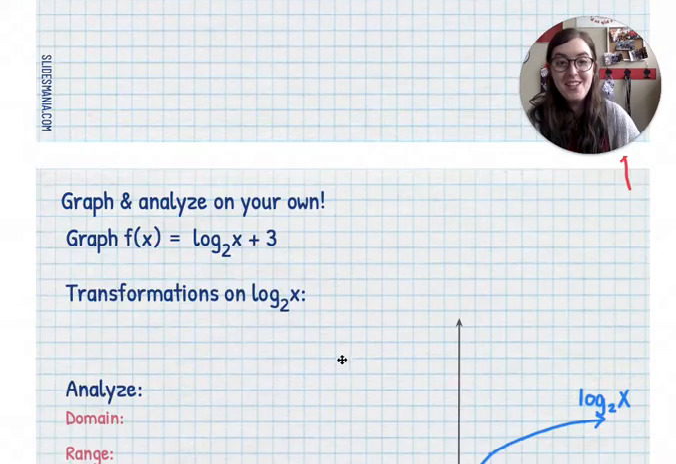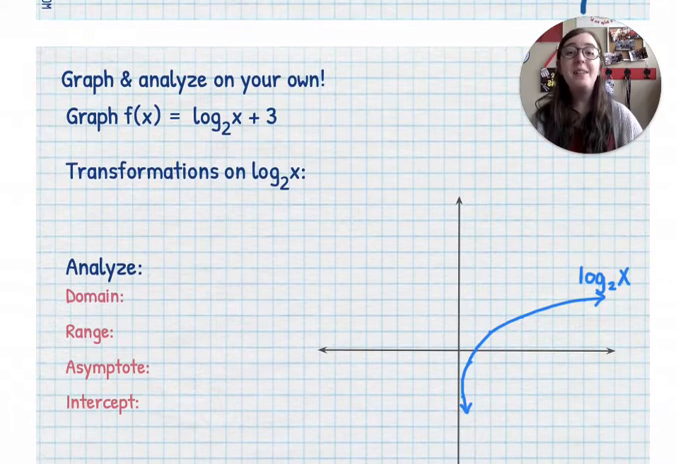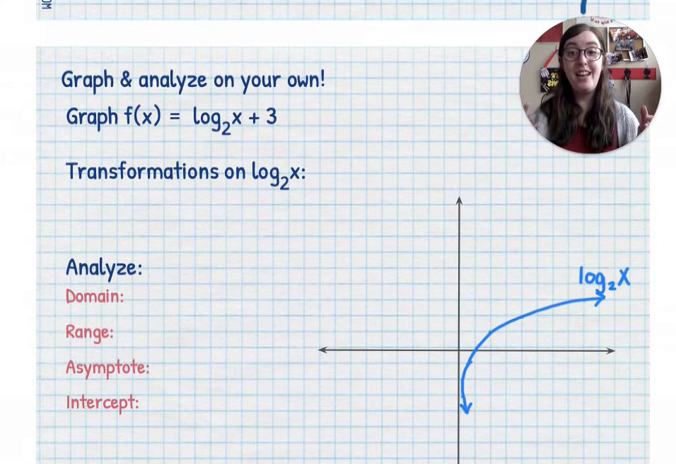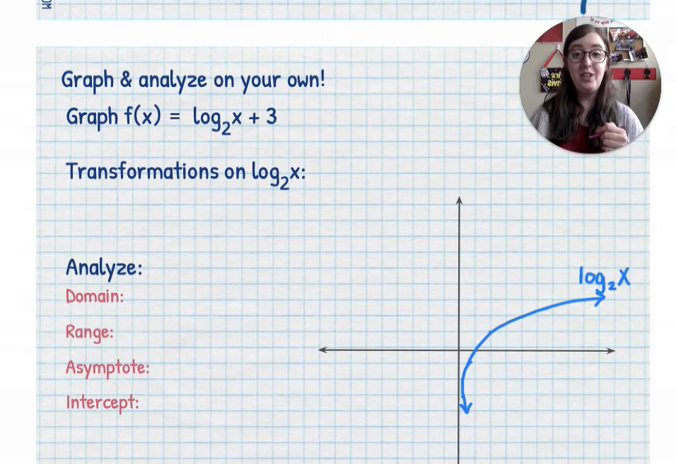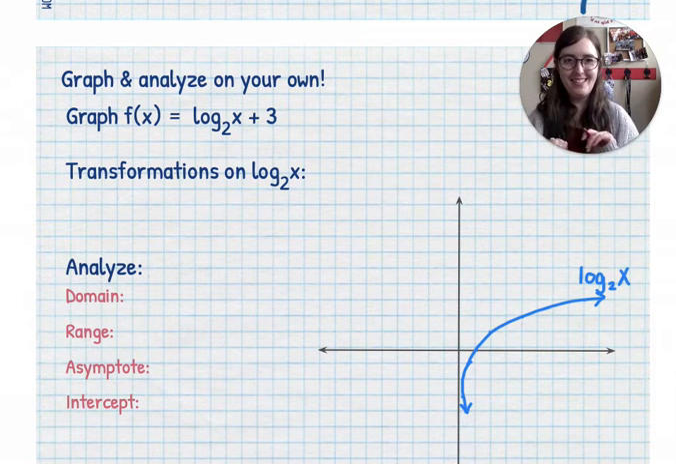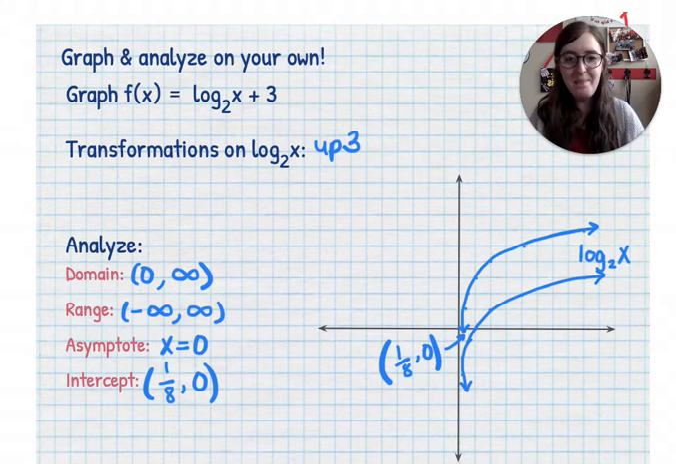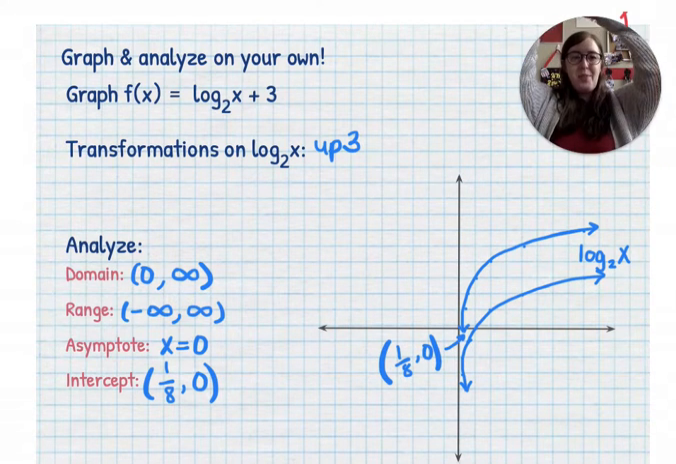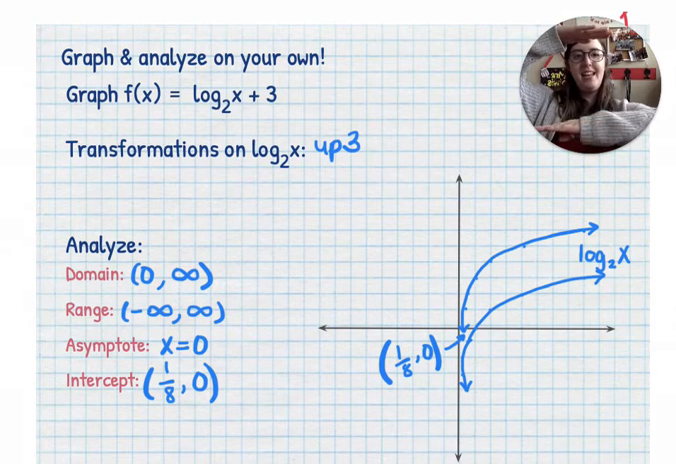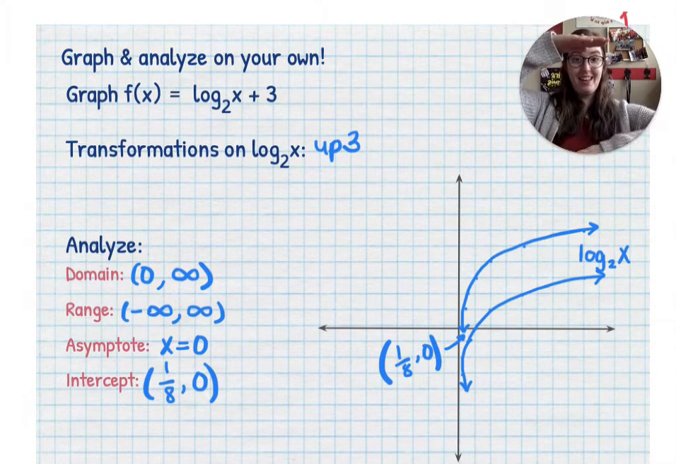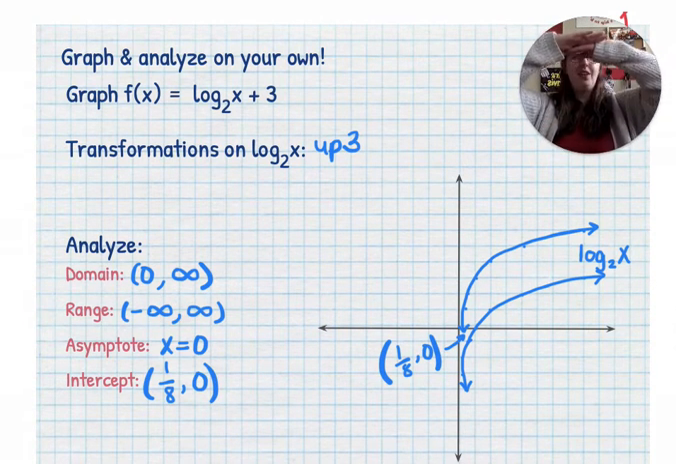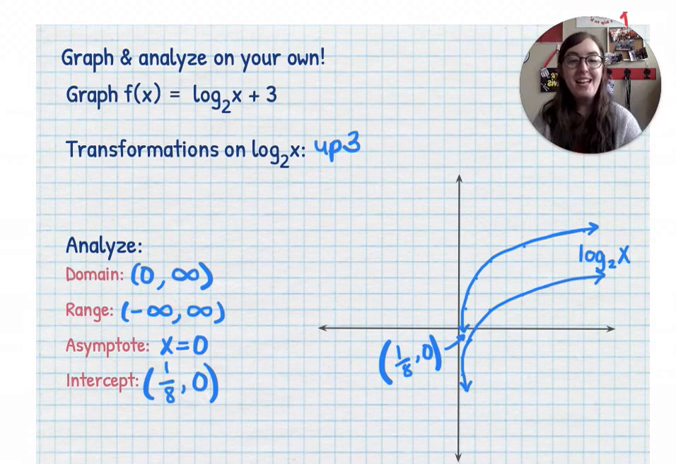So please go ahead and graph and analyze log base 2 of x plus 3, no parentheses. All right, so hopefully your graph looks something like mine. Since we moved up 3, remember down there at negative 3 was 1/8, right? So when we shift our whole graph up 3, now my intercept is at 1/8, 0. My domain, my range, and my asymptote don't change from log base 2 of x.